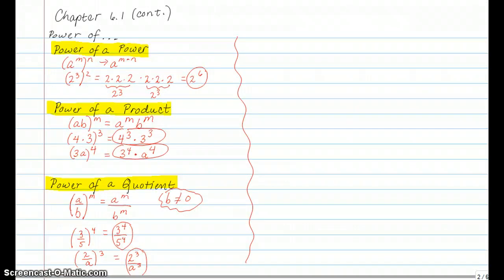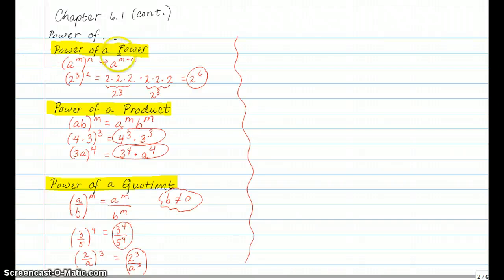Okay, now we're going to continue with chapter 6.1. I've grouped these powers because it's going to either be power of a something. So power of a power, power of a product, power of a quotient. And all of these have some similarities. So I'm not worried so much about you memorizing the names, but being able to look at it and understand how to identify which property you're using.